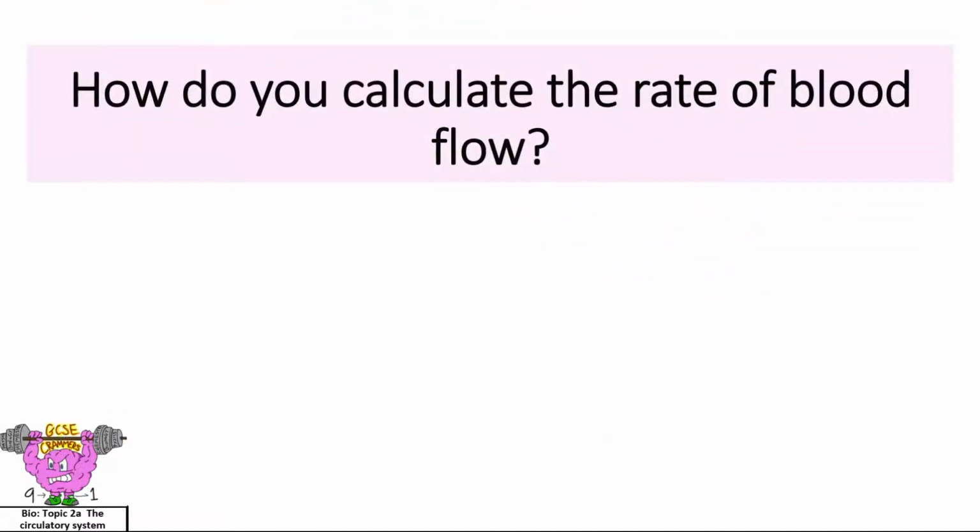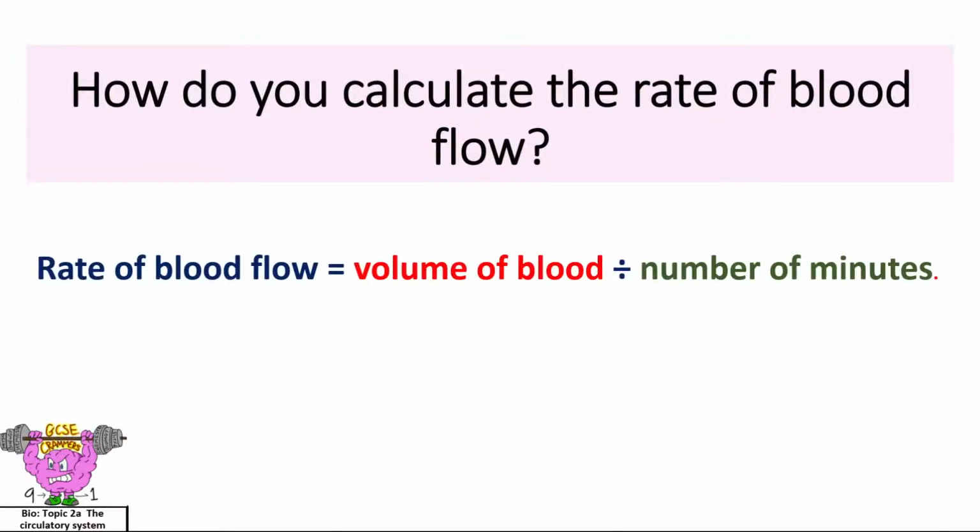Arteries branch out many times to form capillaries, and these capillaries then join up to form veins. How do you calculate the rate of blood flow? Rate of blood flow equals volume of blood divided by the number of minutes.